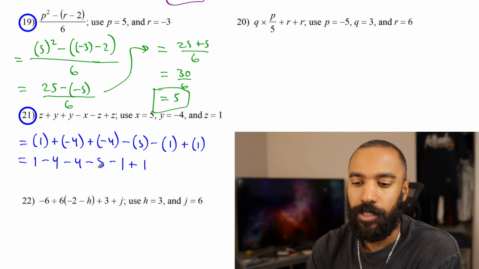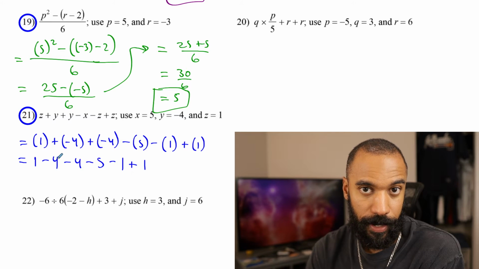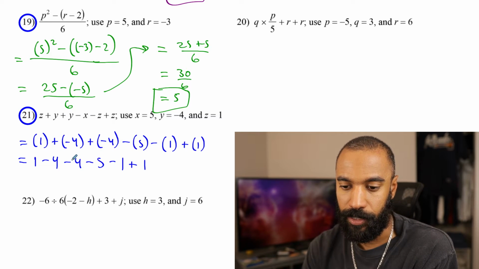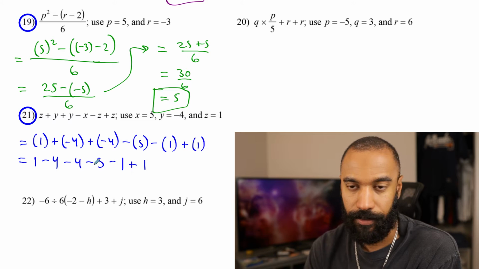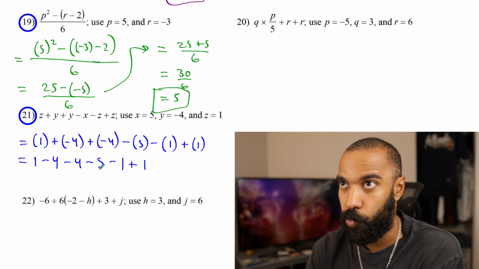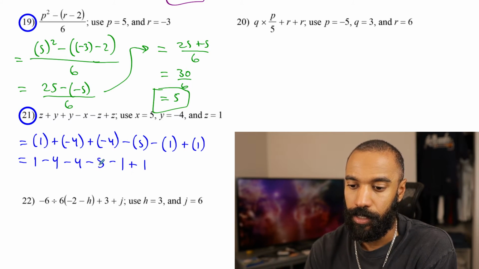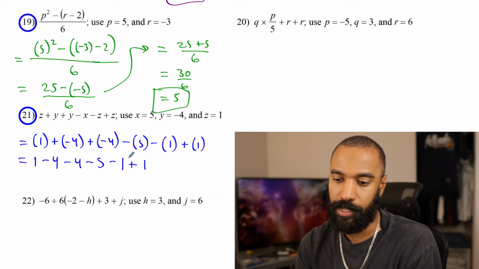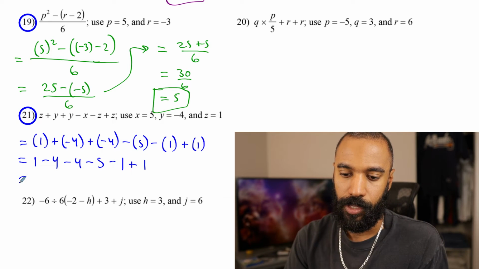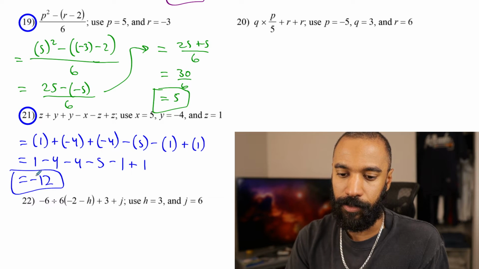One step. Let's do this all in one step. Let's see. 1 minus 4, negative 3. Negative 3 minus 4, negative 7. Negative 7 minus 5, negative 12. Am I doing this right? Negative 12 minus 1, negative 13. Negative 13 plus 1 is negative 12. So I get negative 12 for that answer there, and I am good to go.